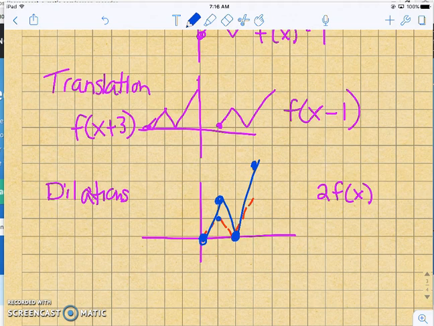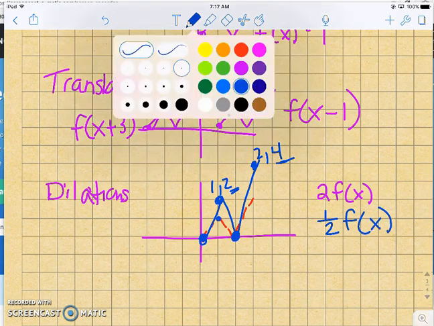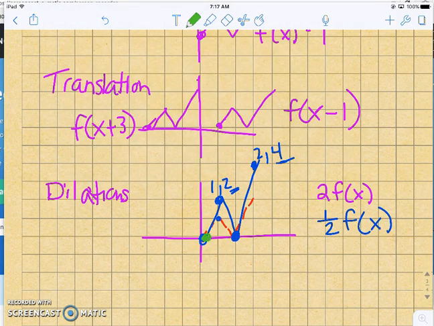And again, you can look at those coordinates. 1, 1 became 1, 2. And 2, 2 became 2, 4. So that y value is doubling. Where if we had 1/2 f of x, what would happen is our heights would go to half. So it would go here, here, here, and then here again. So we're going half of those y values.